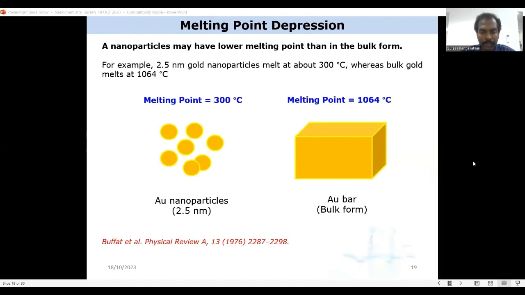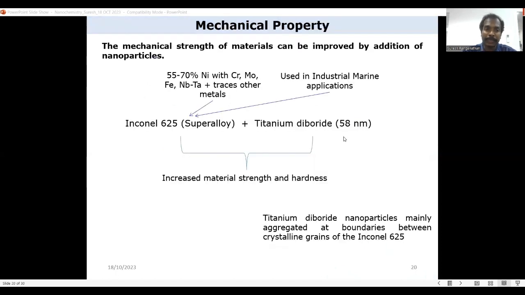And melting point. Generally, a depression in melting point is observed for a particular material when its size goes from millimeter or micrometer into nanometer. For example, gold nanoparticles with a 2.5 nanometer size show a melting point of about 300 degrees Celsius. But you know that bulk gold will only melt at 1164 degrees Celsius.